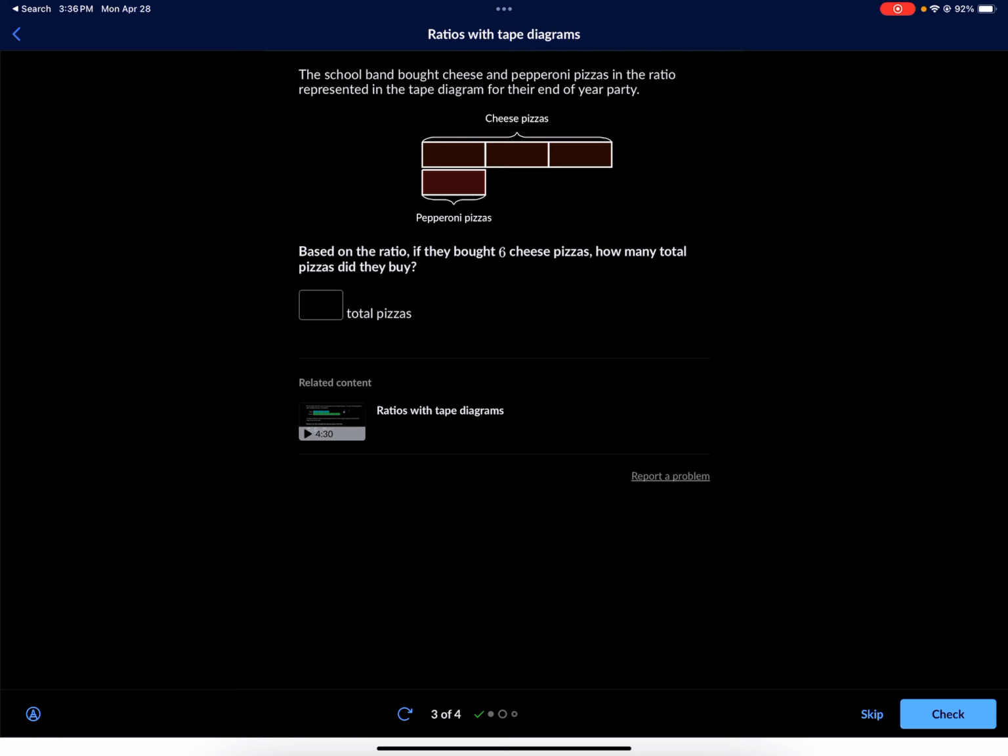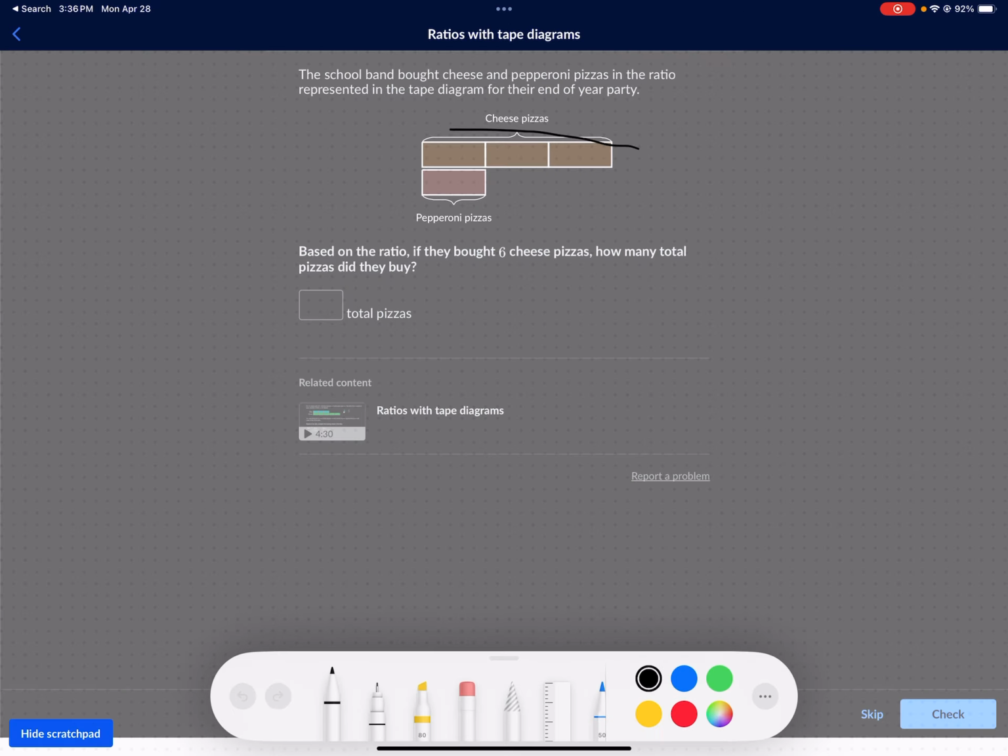The school band bought cheese and pepperoni pizzas in the ratio representing the tape diagram for their end of year party. Based on the ratio, if they bought 6 cheese pizzas, how many total pizzas did they buy? So we have this many cheese and this many pepperoni. So what is our ratio here?